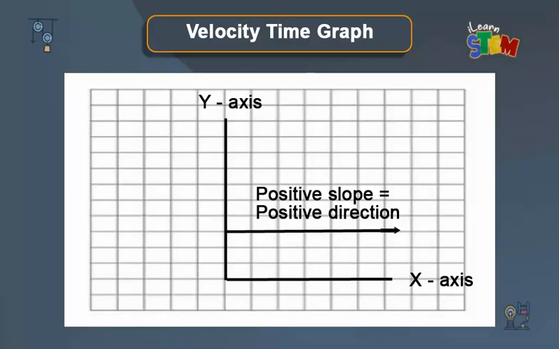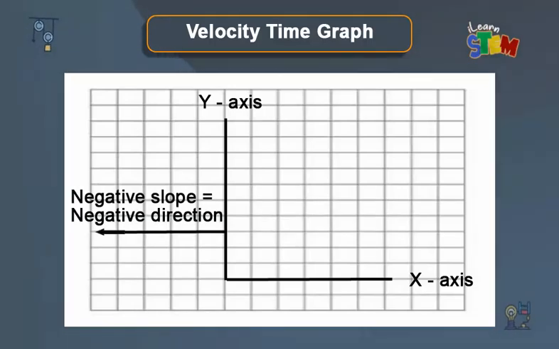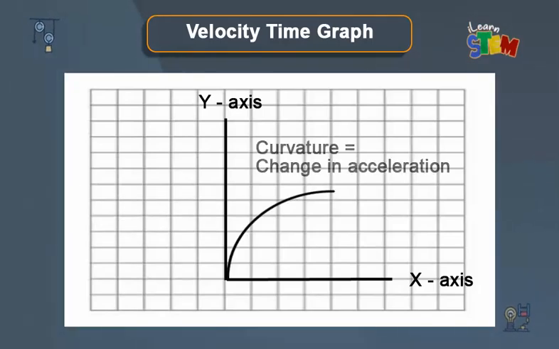Positive slope. A positive slope on a graph indicates that the object is moving in a positive direction, or towards the positive end of the axis. Negative slope. A negative slope on the graph indicates that the object is moving in a negative direction or toward the negative end of the axis. Curvature. The curvature of the graph can reveal information about the object acceleration. If the graph is curved, it means that the object is experiencing change in its acceleration.